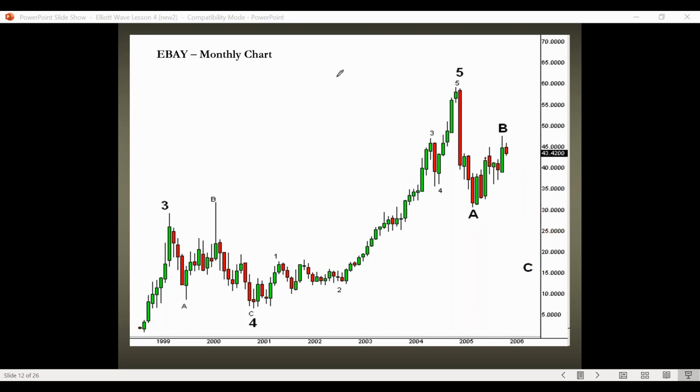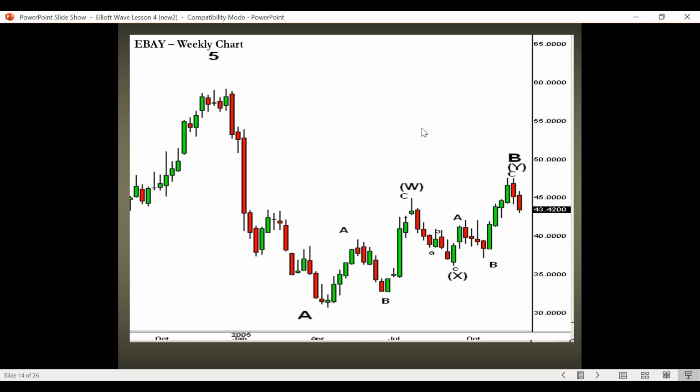But again, seeing the context of it helps you with that perspective. Now, it ended up, if you even went to the weekly chart, where each bar represents 1 week of trading, you had, it looked like a complex correction here.